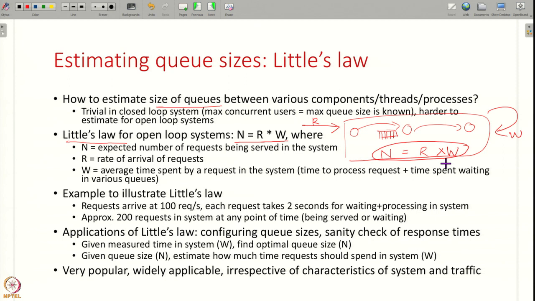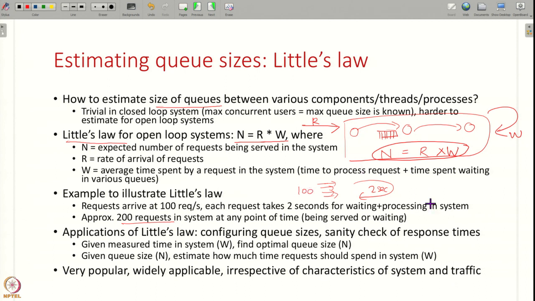This is very intuitive. For example, requests arrive at the rate of 100 requests per second, and each request takes 2 seconds in the system. Over a period of 2 seconds, 200 requests have come in, and by the end of 2 seconds, most of these requests start to leave. So at any point of time, there will be 100 into 2, 200 requests queued up in your system.